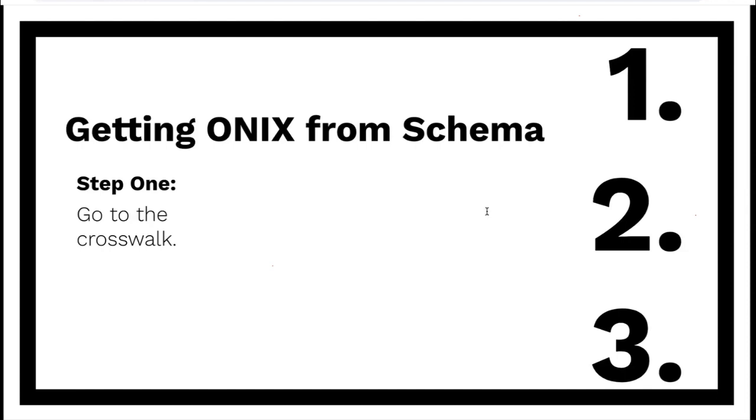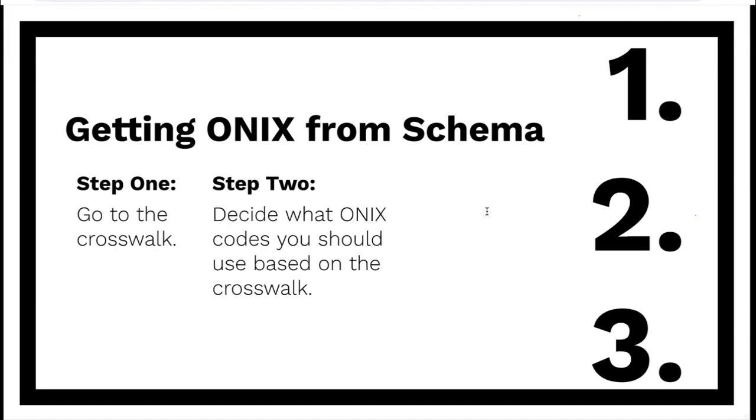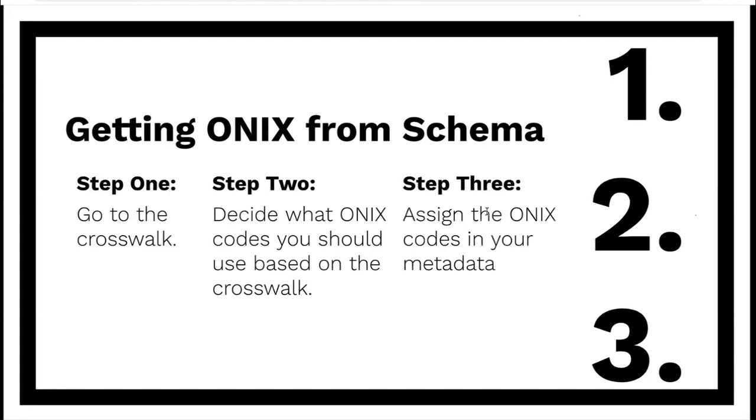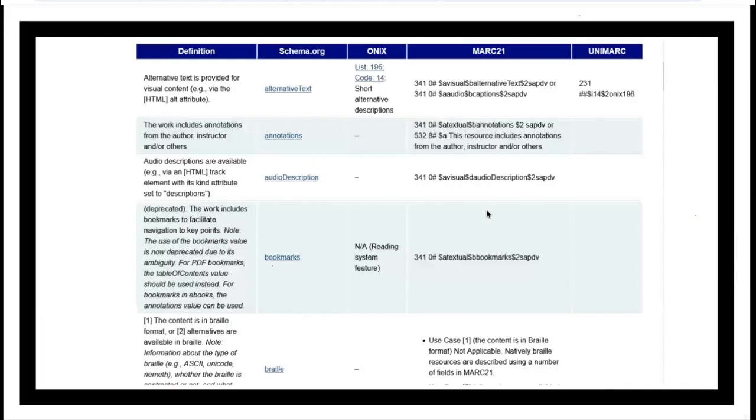Right. Okay. So you have the accessibility properties crosswalk open. Right now you don't because I haven't given you the link. You will have it. I will have the link for you at the end of the show. And then also I'm going to show you some screenshots in a second. The next step is to look at that crosswalk and decide what ONIX codes you should be using based on the crosswalk. So my schema metadata says blah, I will assign the codes as described in this way. And then you'll put them in your database or your spreadsheet or however you get your ONIX data out into the world.